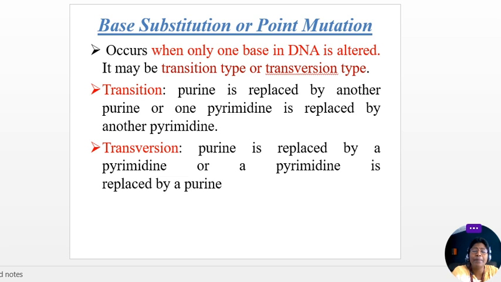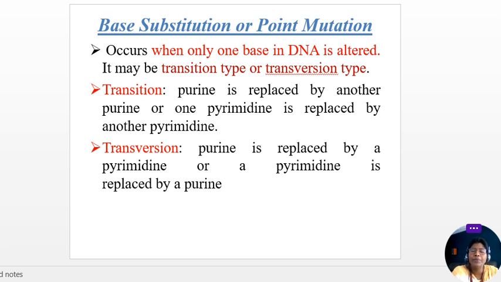In the transition type, a purine is replaced by another purine, or the change of the nucleotide occurs within the same chemical classification. For example, cytosine, uracil and thymine are the pyrimidine bases. If instead of cytosine, uracil is replaced, or instead of cytosine, thymine is replaced, this change is called the transition type.